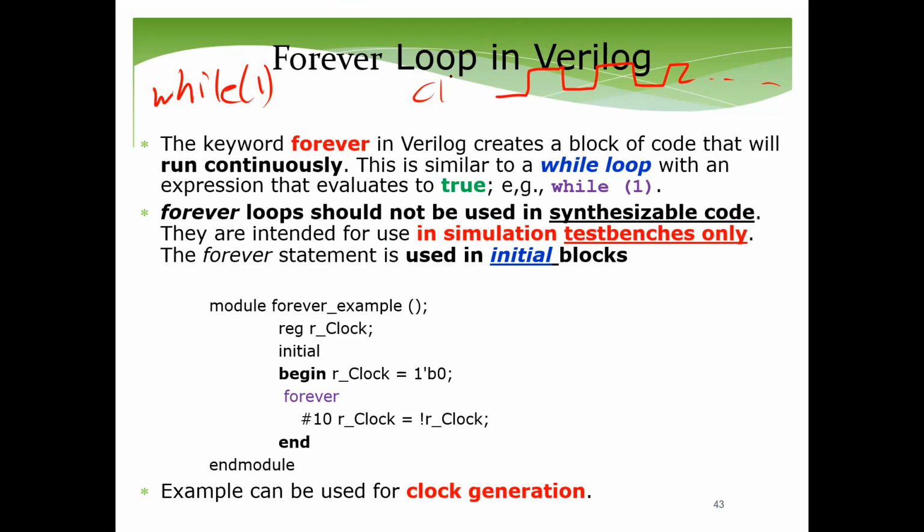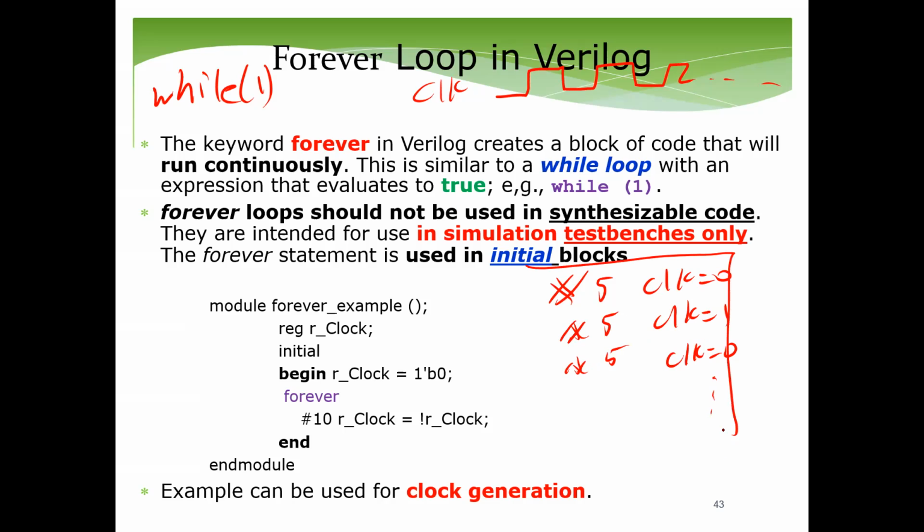If you want to generate a clock, you can do it by writing, for example, delay by 5 clock equals 0, delay by 5 clock equals 1, delay by 5 clock equals 0, and so on. Of course, you need to repeat these two lines as much as you need for simulating your circuit. But an easier way to do it is to use a forever loop.